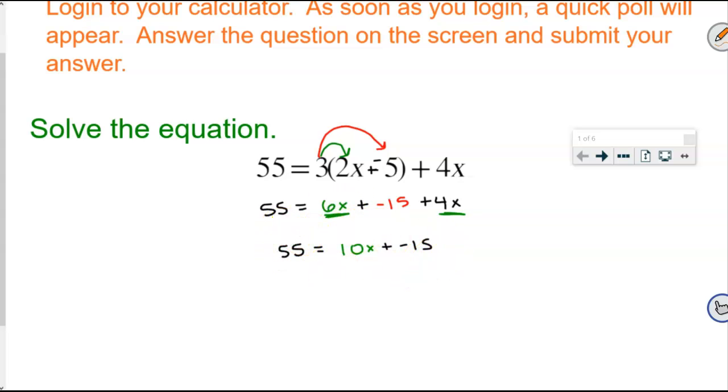I can undo what's happening to x. I get rid of this -15 unit tiles by adding 15 positive unit tiles. Negatives and positives zero out. Balance it by doing the same thing to the other side. 55 plus 15 is equal to 70. So 70 is equal to 10x. And we divide each side by 10. So I have 7 equals x. Or if you prefer, you can rewrite that to be x equals 7.